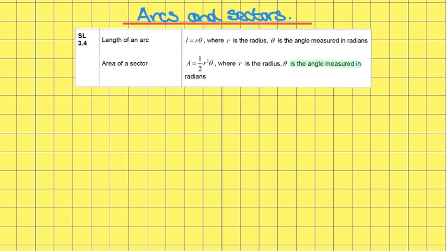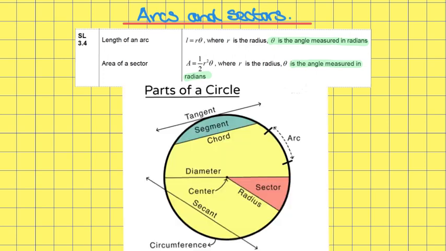These formulas do not work if the angle measure is in degrees. Before we go any further, let's have a quick refresher on all the parts of a circle. Let's start at the center. Then there's the diameter, a line going from one side of the circle to the other, passing through the center.